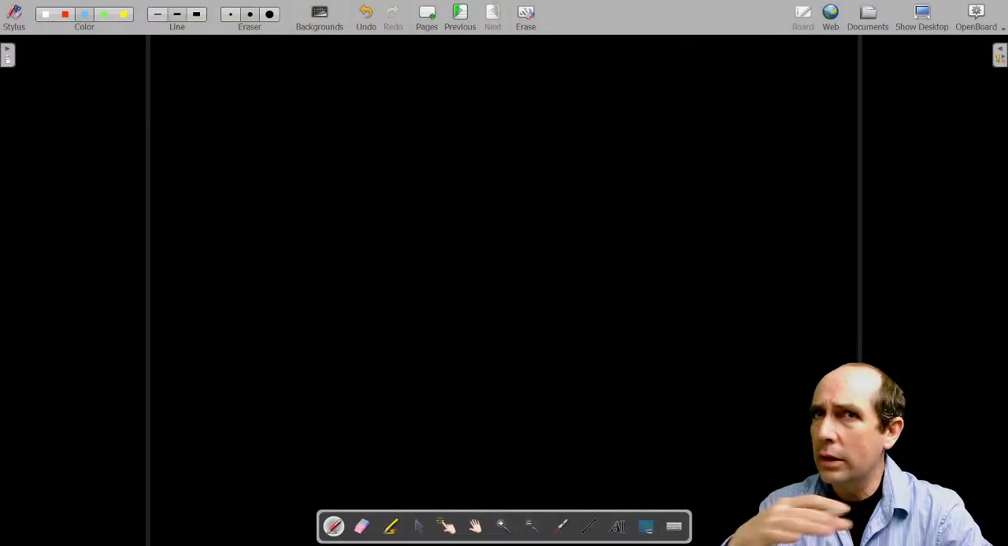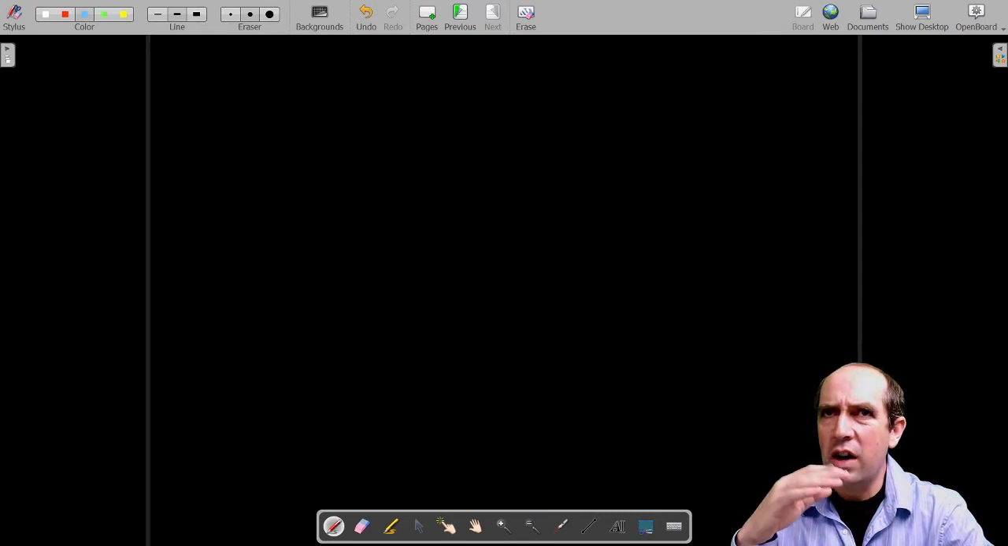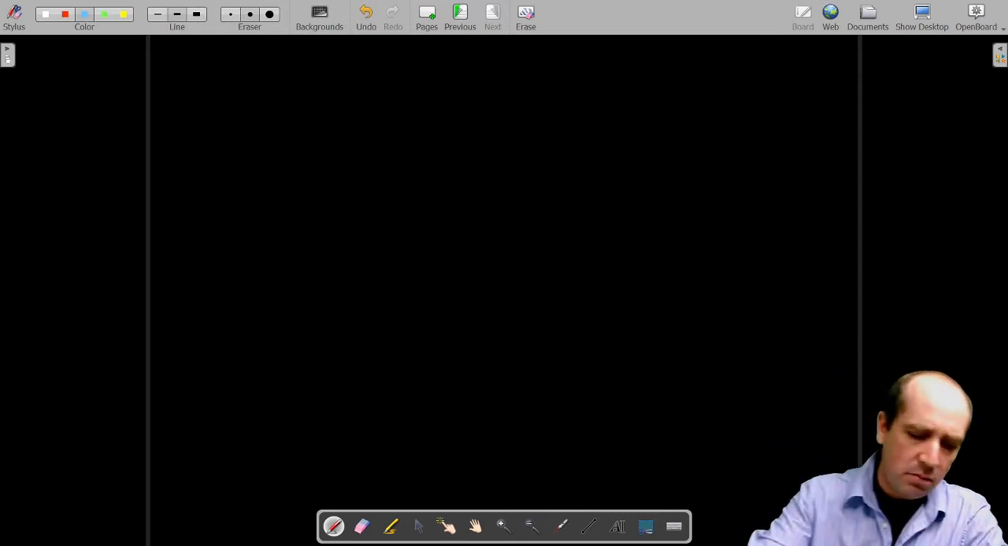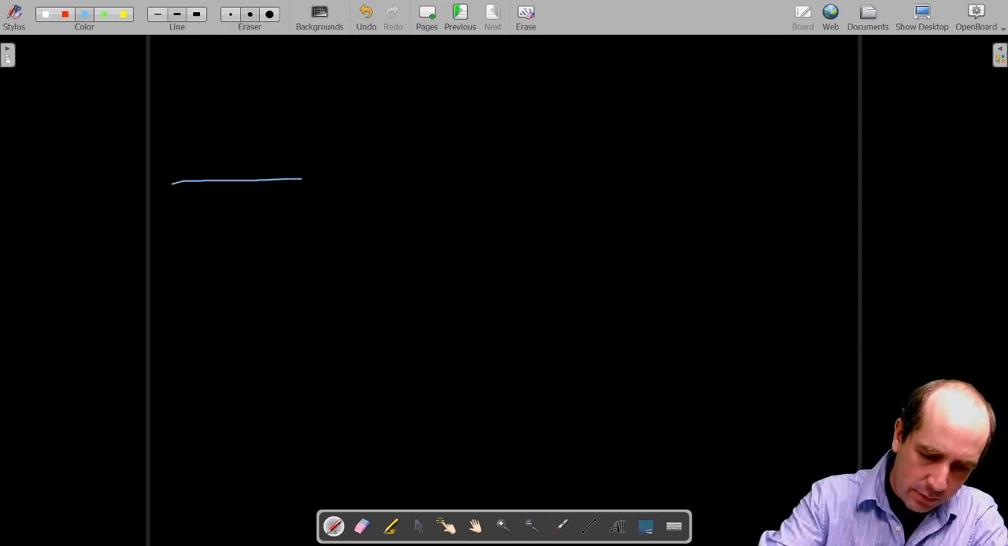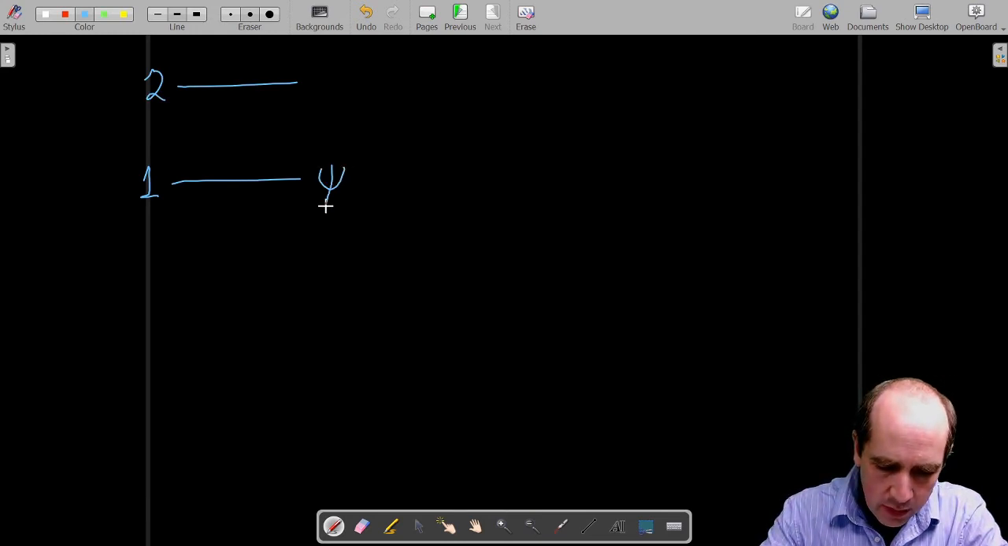Let's think of a quantum system. It could be a single atom, or it could be a molecule, or it could be a solid, it could be anything. But for simplicity, let's think just of a two-state system. We have two energy levels. One is associated to number 1 and number 2, and each one of these levels will have its own wave function, psi1 and psi2.